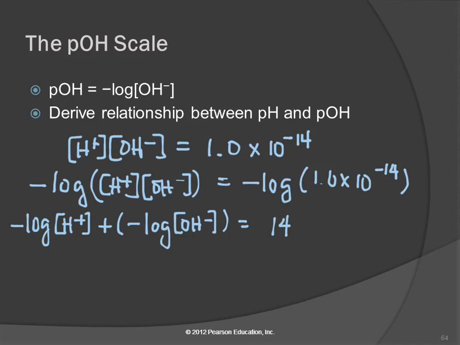Negative log of H plus is what? pH. Negative log of hydroxide ion concentration is pOH. pH plus pOH equals 14.